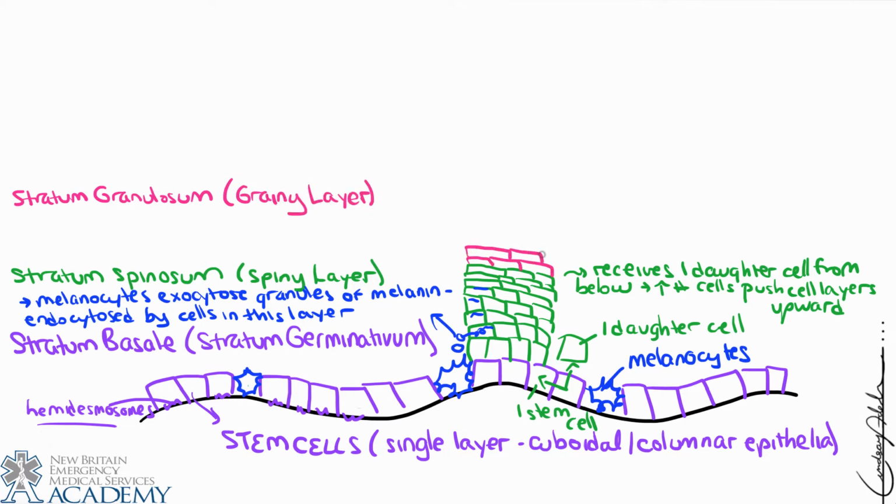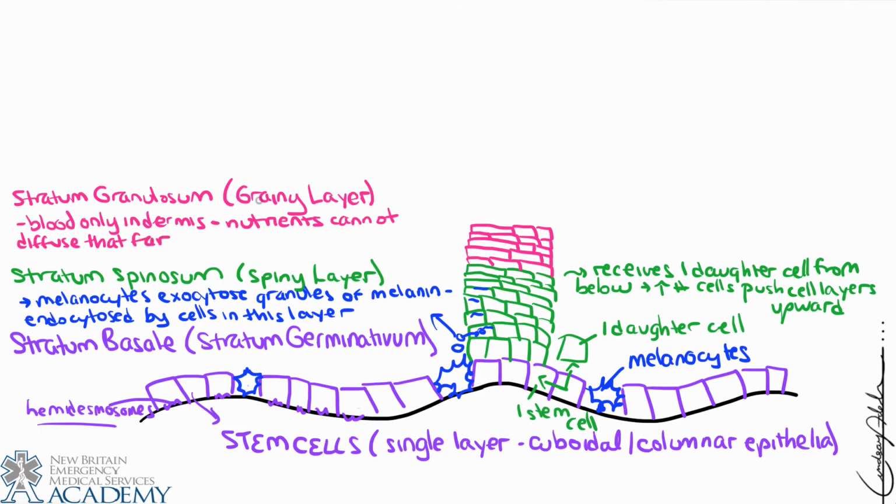Cells moving upward from this layer move to the stratum granulosum, or the grainy layer, and this layer is very far from the dermis, and so even though the cells below this layer can obtain nutrients from the dermis, this layer is too far away. So these cells aren't going to be able to receive oxygen or anything else to sustain them, so they're going to lose their organelles and die.